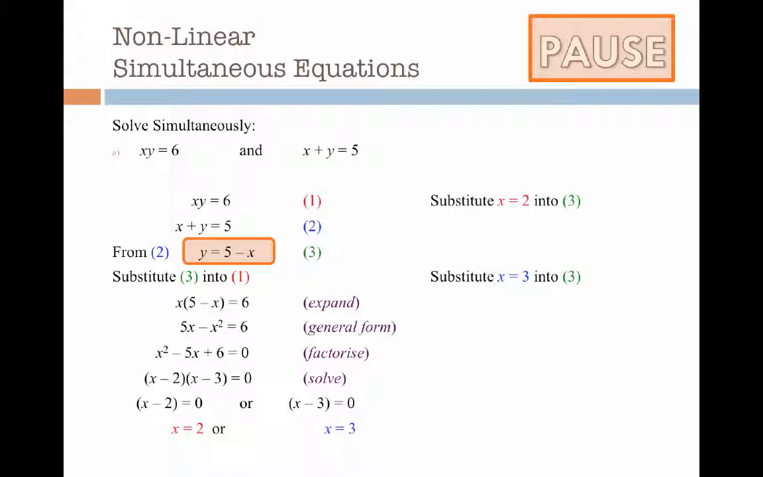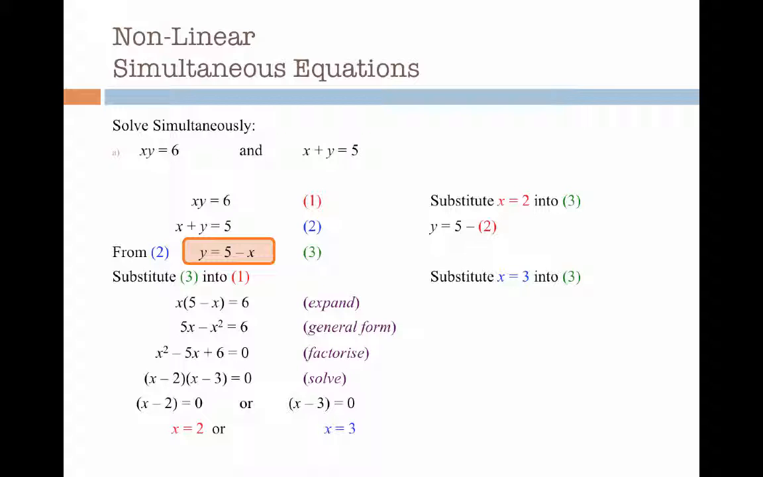Okay, if you did it correctly, here's what you should have come up with. y will equal 5 minus 2. That means that y will equal 3 when x equals 2. And y will equal 5 minus 3, which means that y will equal 2 when x equals 3. These are our two solutions.